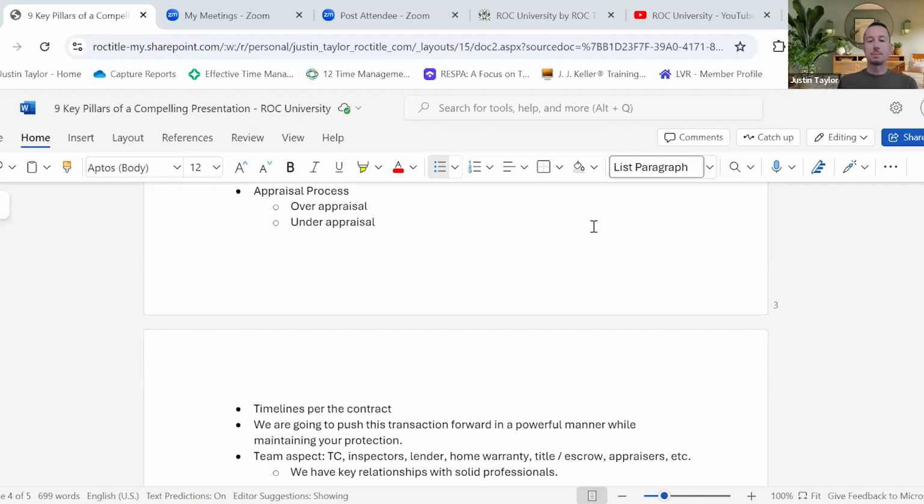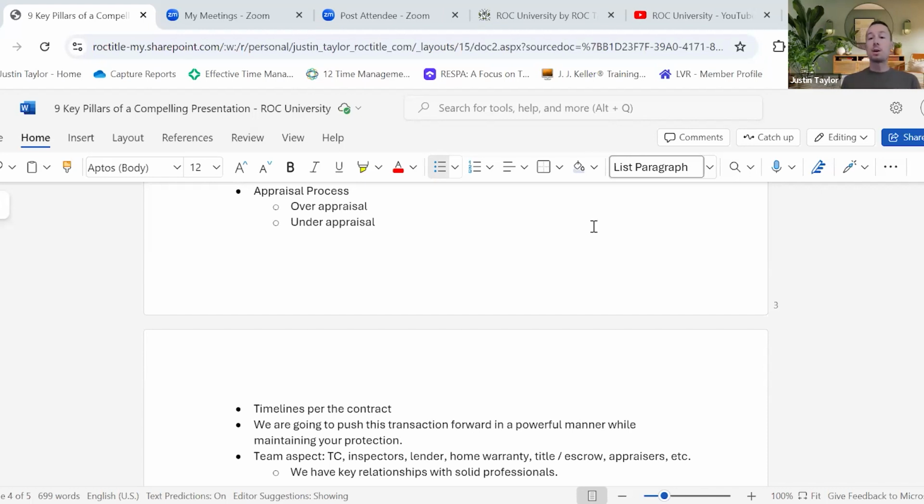What about the team aspect? I have a transaction coordinator who's going to help us maintain that timeline, who's going to help us coordinate all these different things, because it is so important that we do that. Our team of inspectors, lender partners, home warranty, title and escrow.